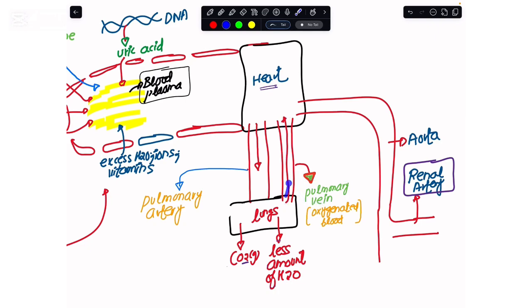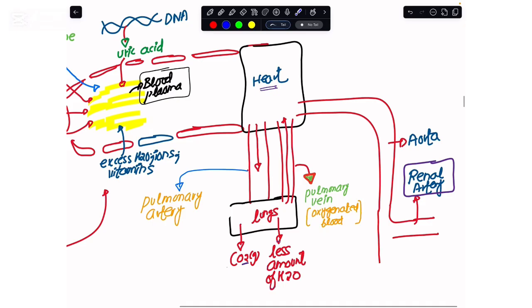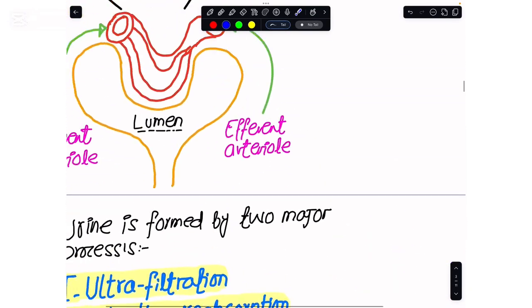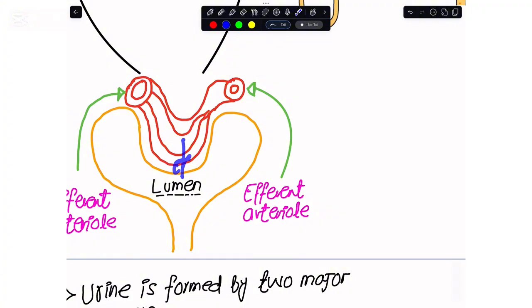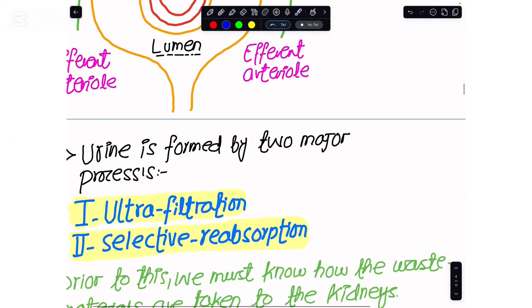Now, the blood which is being returned back to the heart with the help of the pulmonary vein, no doubt, is oxygenated blood, but it has a high amount of waste materials in it. Now from the heart you see that the aorta is getting out, and from the aorta the blood would go into the renal artery, and then this renal artery would take the blood into the afferent arteriole, into the glomerular capillaries, and over there, at the level of the glomerular capillaries, we need to take something out of the blood plasma actually.